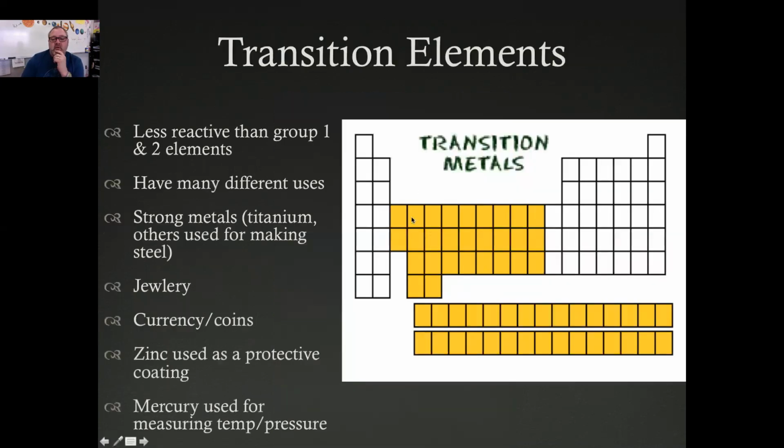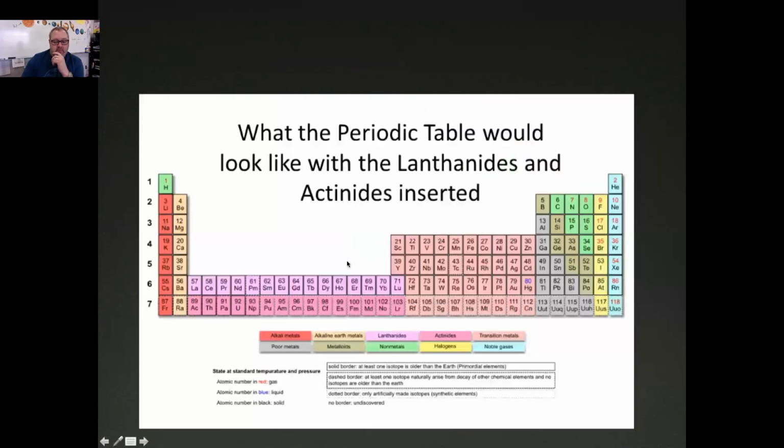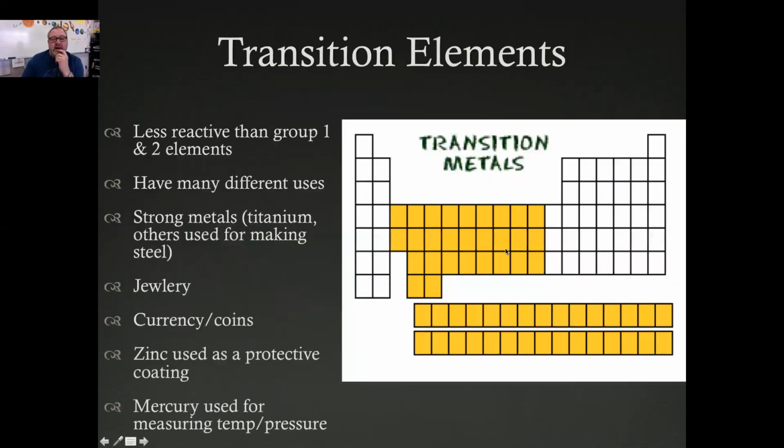Okay, and then we end up with a group right in the middle here. These are called the transition elements. It includes the lanthanide and actinide series down here in the bottom. They have a lot of different uses. We call them transition elements because how they behave and how many valence electrons they have sort of depends on their environment and what they happen to be bonding with. Okay, lots of different uses.